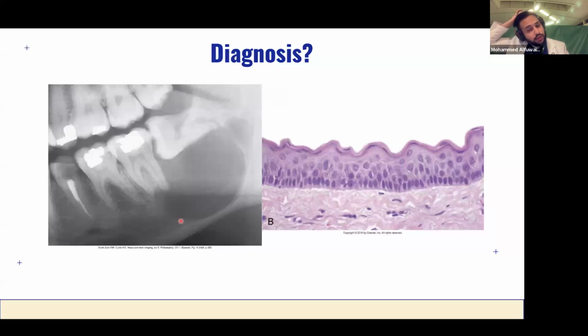Then we have this, located at the angle of the mandible. It's not related to the tooth itself. It's just a cyst that forms. If you see the histology, it has a lot of basal cells. This is what we call odontogenic keratocyst.